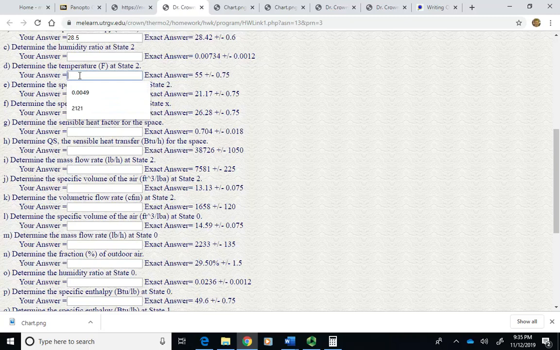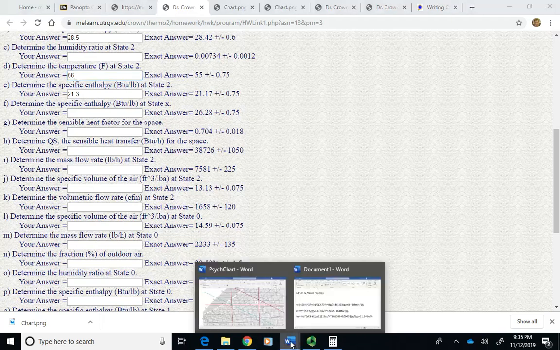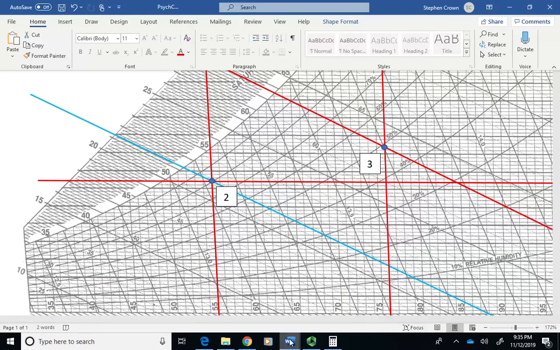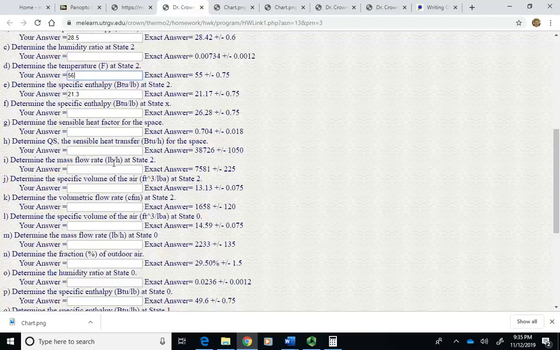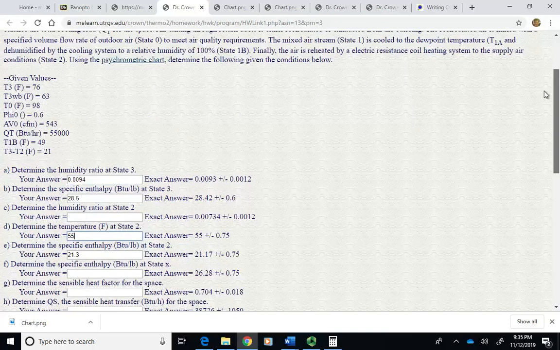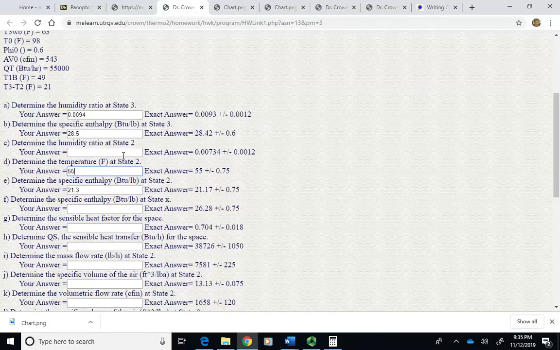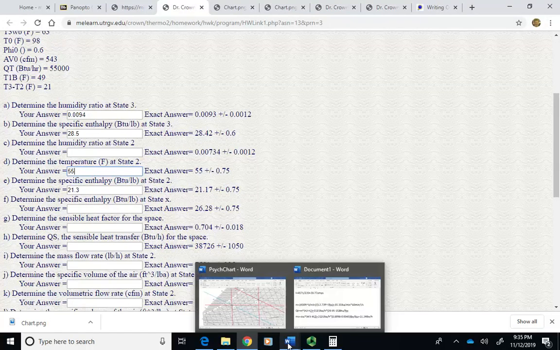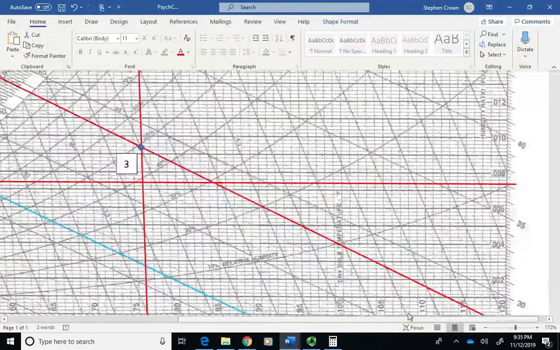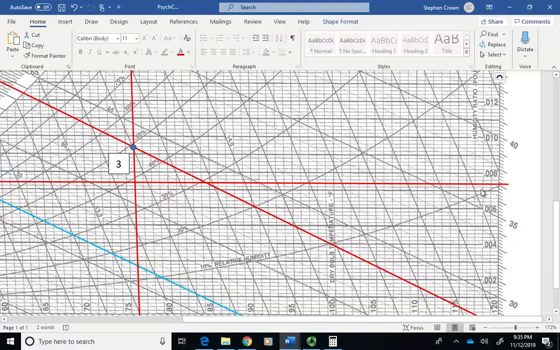And the temperature was 56, I believe. Let's take a look. 55. So it was 76 minus 21, 55 degrees. And the humidity ratio, we can look at that now. Looks like about 0.0074. Here's 0.007, 72, 74. So 0.0074.